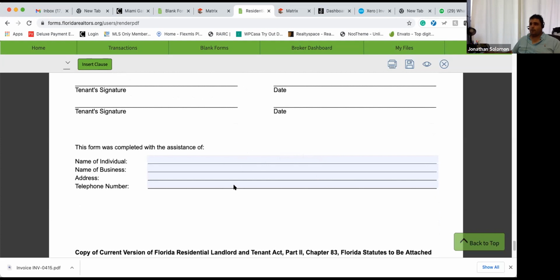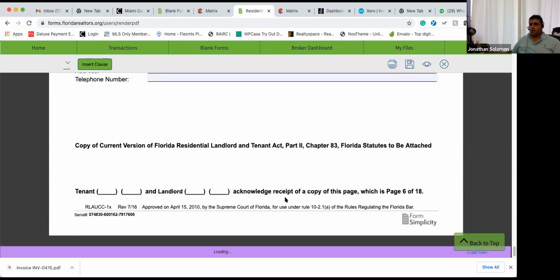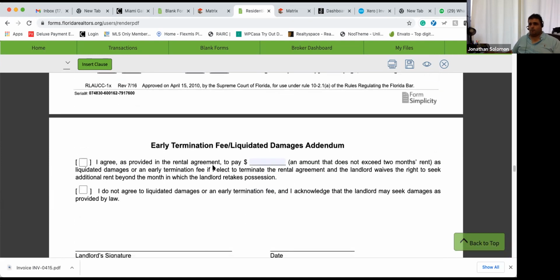If you're the one who prepared this document, your information goes right here: your name, your company's name, the company address, and your phone number. Another important section is early termination. Two options, whether the landlord is going to keep the advance rent and deposit that he collected in case the tenant terminates the lease early.